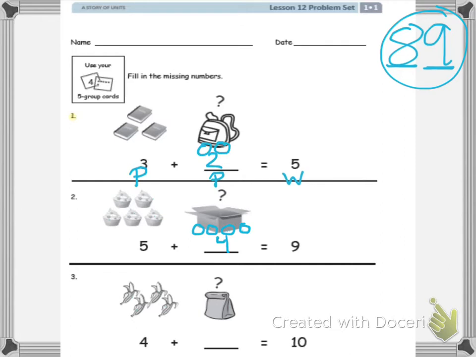Well, there's 1, 2, 3, 4. Let's count on until we get to 10. 5, 6, 7, 8, 9, 10. Well, how many did I have to add? 1, 2, 3, 4, 5, 6. I had to add 6. So 4 plus 6 equals 10.